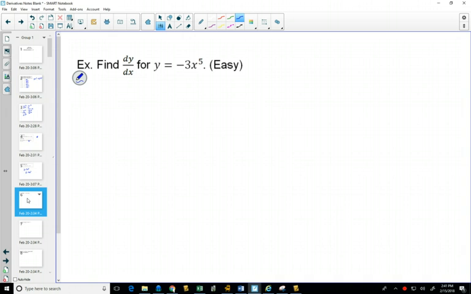So we start off with the derivative. This is an easy one.